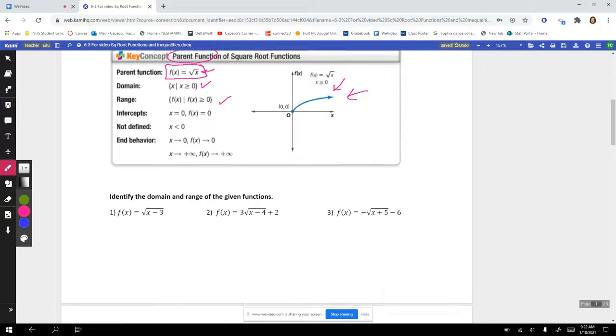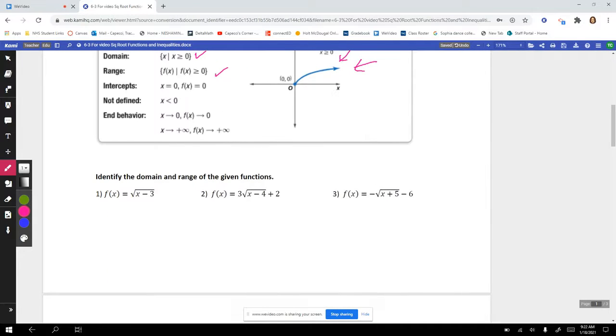Okay, so before we graph, let's just get started and look at some domains and ranges for each of the functions. Just remember that when I'm finding the domain, underneath the radical sign has to be greater than or equal to 0. So I'm going to set that greater than or equal to 0. So x has to be greater than or equal to 3. So that's my domain. Domain is going to be such that x is greater than or equal to 3.